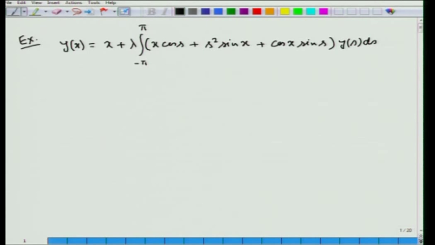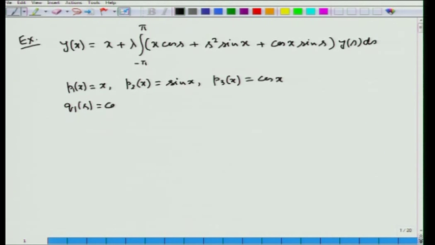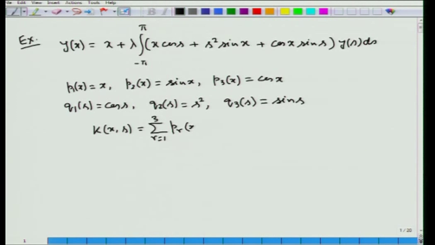So, with the notation we discussed in the last lecture, here P1 x is equal to x, P2 x is equal to sin x, P3 x is equal to cos x, and Q1 s is equal to cos s, Q2 s is equal to s square, Q3 s is equal to sin s, and therefore the given kernel k x comma s is nothing but the sum over r running from 1 to 3 of p r x q r s.